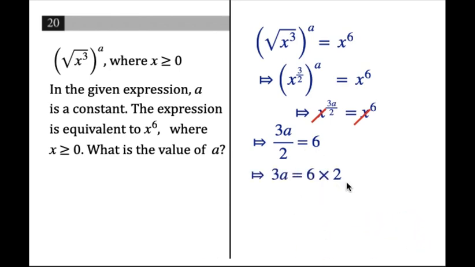3a is equal to 6 times 2, which is equal to 12. Divide both sides by 3. Then we have that a is equal to 12 divided by 3, which is 4. Our answer is a is equal to 4.